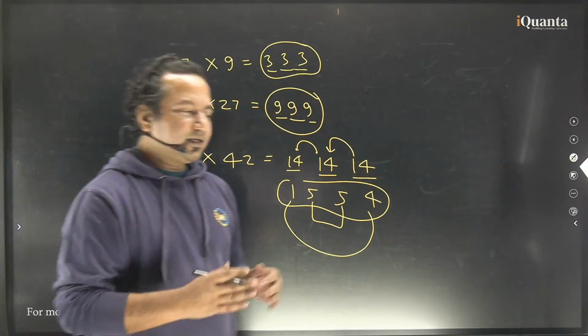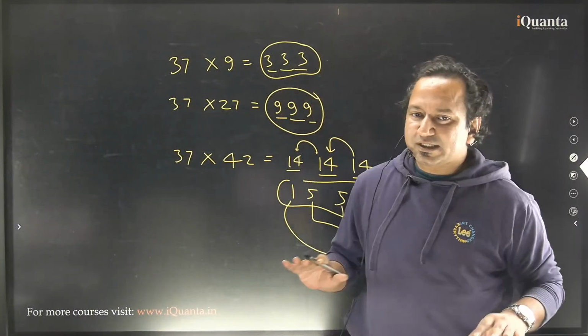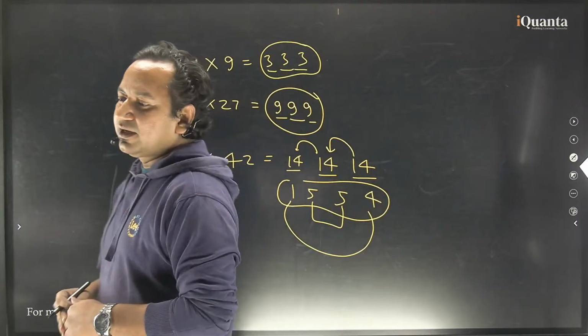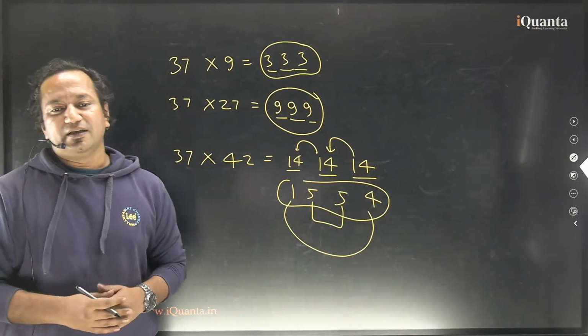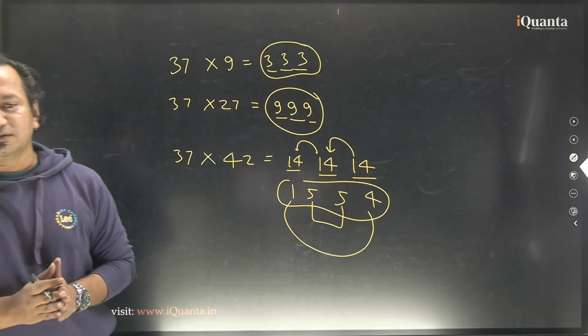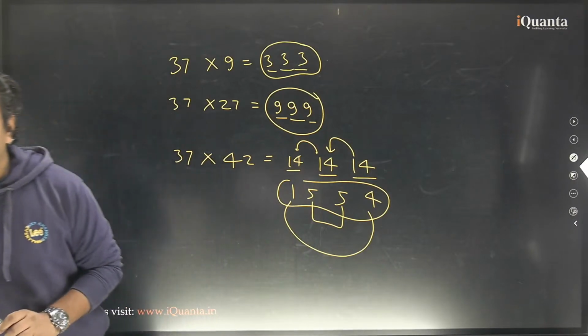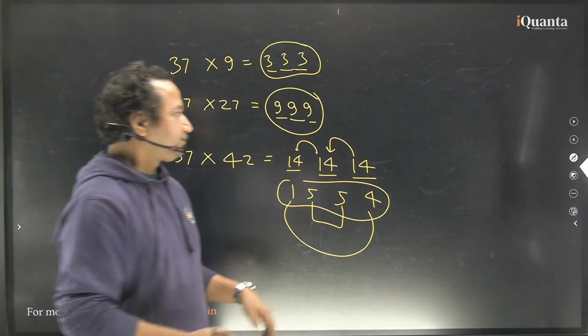I'm repeating, if anywhere you see 3 digits in repetition, that essentially means that it will be a multiple of 37. That's clear. Cool.